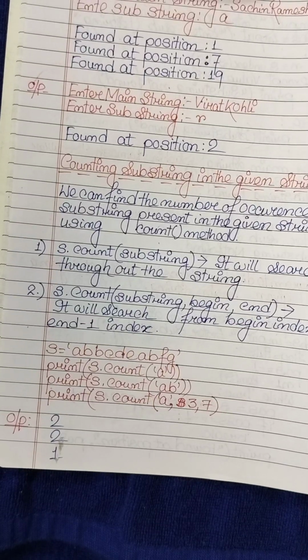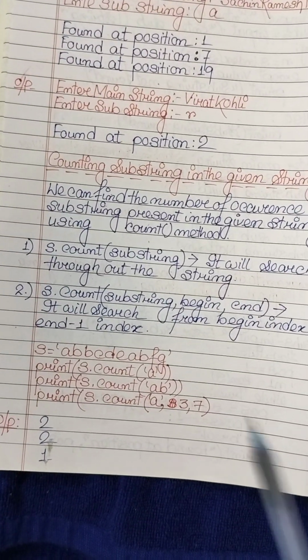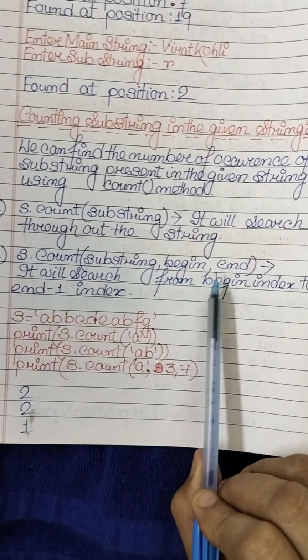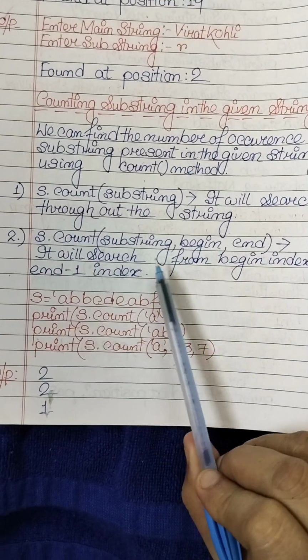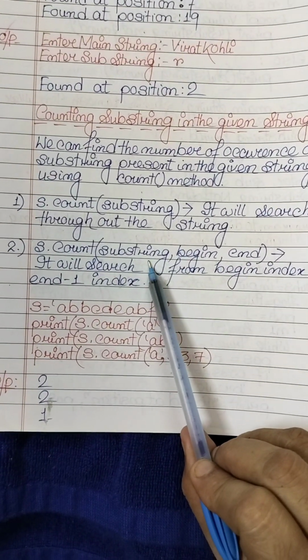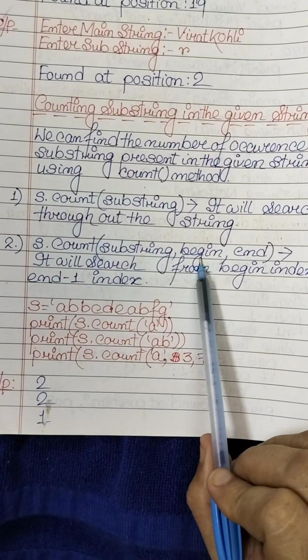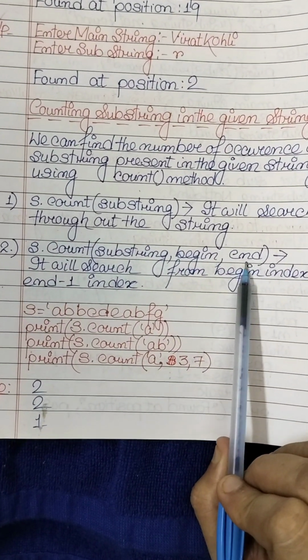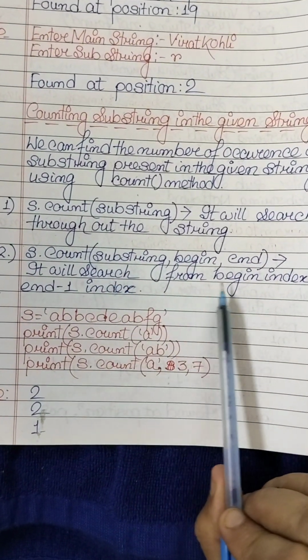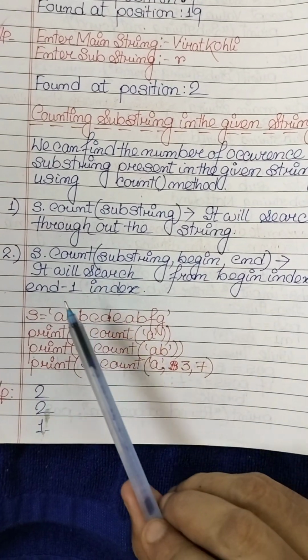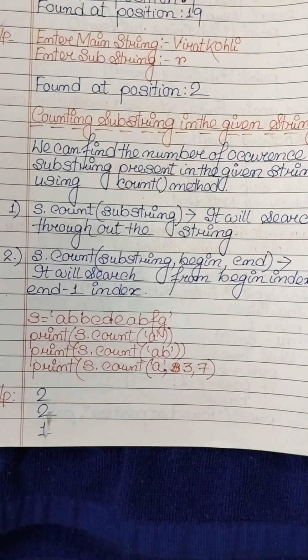s.count(substring, begin, end). Here I have to put the substring, then the beginning position and the end position. It will search from the beginning index to the end minus 1 index.